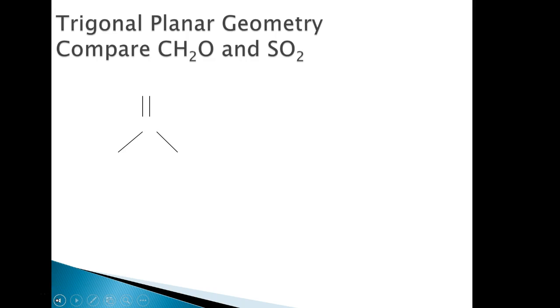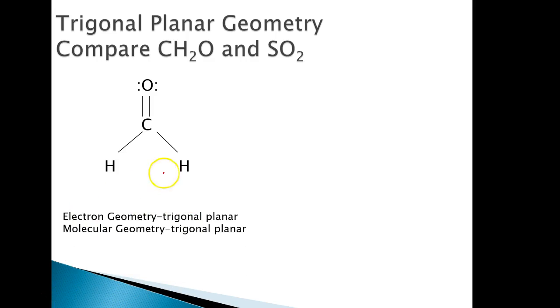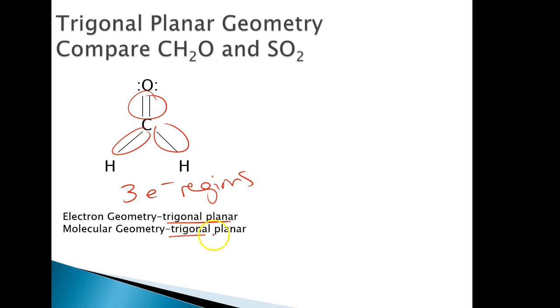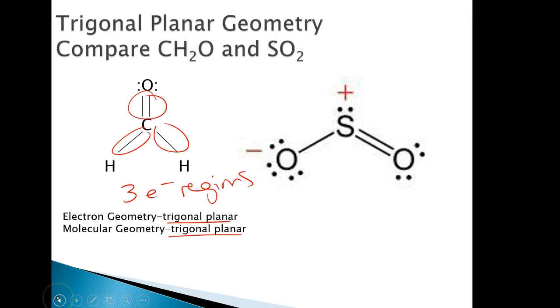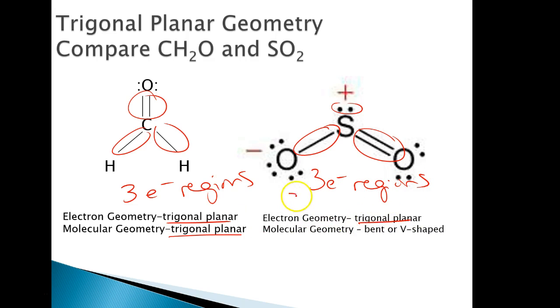And then the last one, CH2O, remember this is this one, and SO2, electron geometry, 1, 2, 3 electron regions. Electron geometry is trigonal planar, and all of them are attached to an atom, so its molecular geometry is the same. SO2 has the same kind of thing, 1, 2, 3 electron regions. So its electron geometry is still trigonal planar, just like this guy. But because you can't see this, what you see is bent. And the bond angle here is about 120 degrees, just like the bond angle here is about 120 degrees.